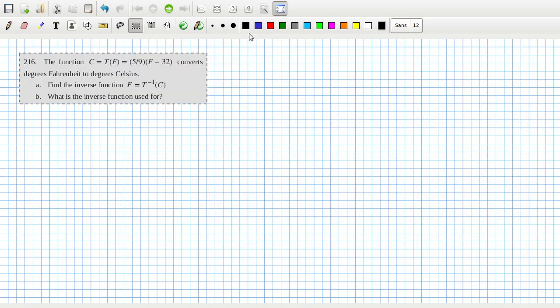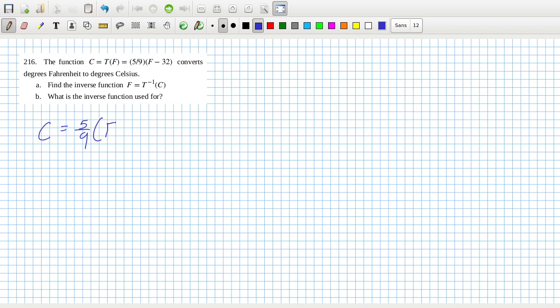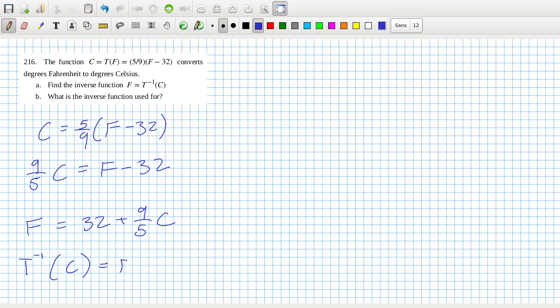The Fahrenheit function, the function converts degrees to Fahrenheit. Find the inverse function. Okay, well that's pretty straightforward. So if I just have C equals 5 over 9 F minus 32, I'll get 9 over 5 C equals F minus 32. So F equals 32 plus 9 over 5 C. So T inverse C equal to F of C equal to 32 plus 9 over 5 C.